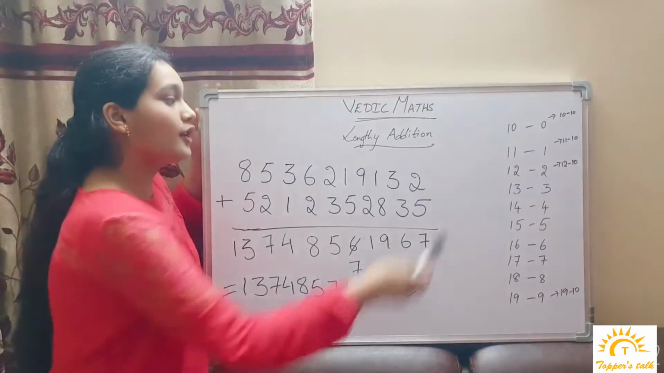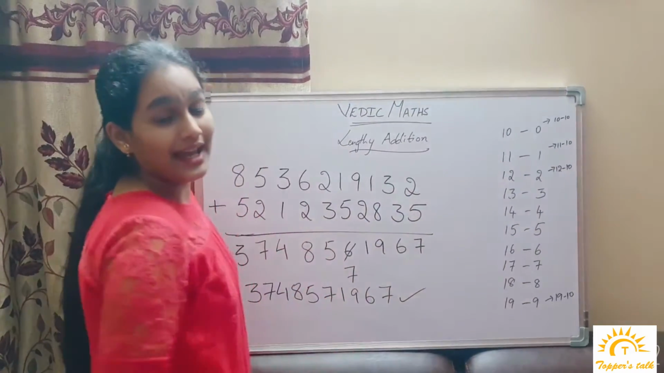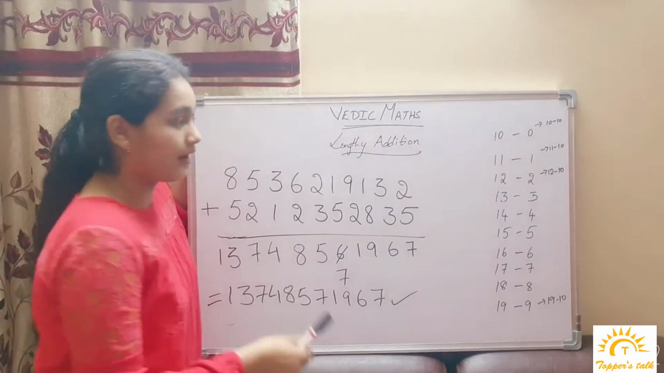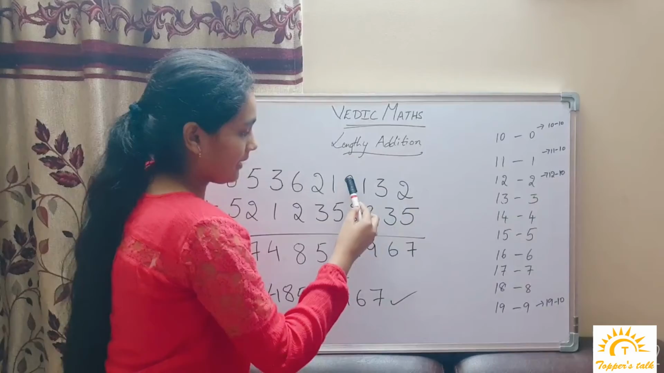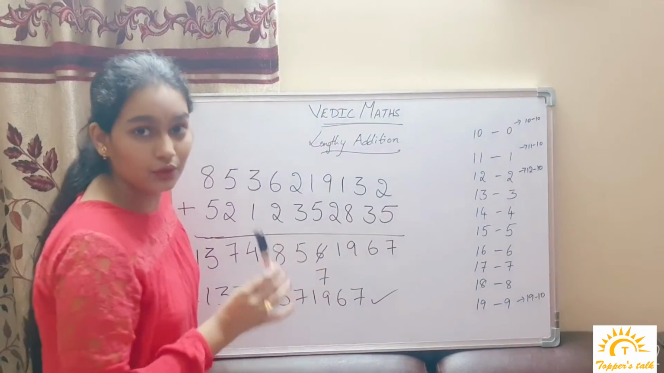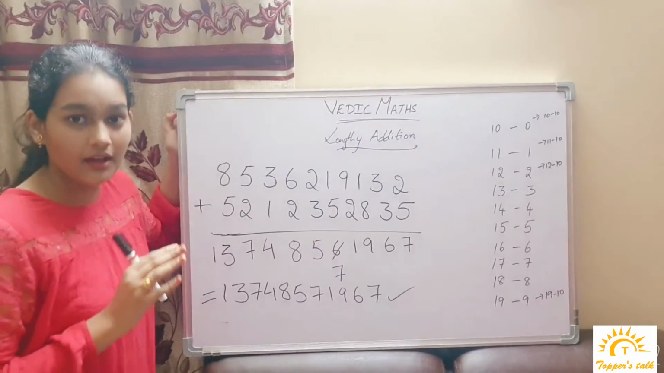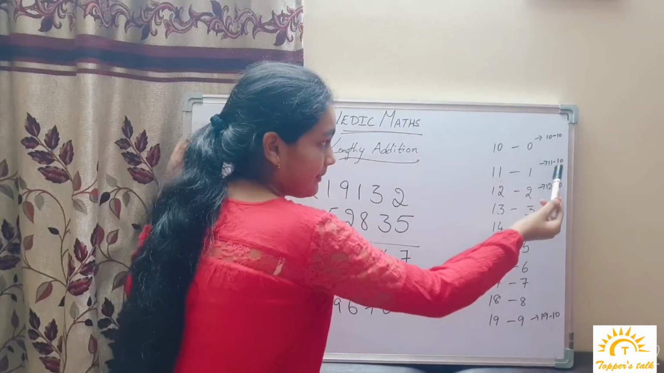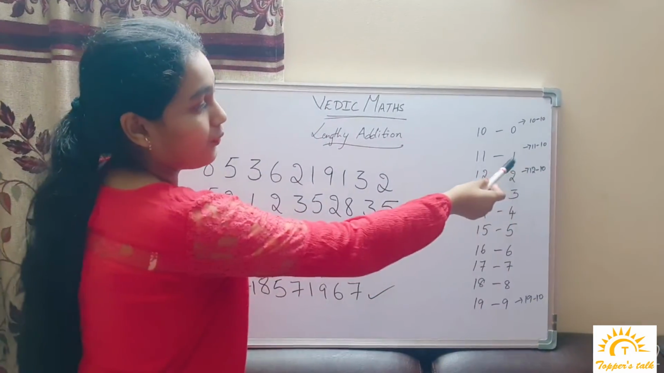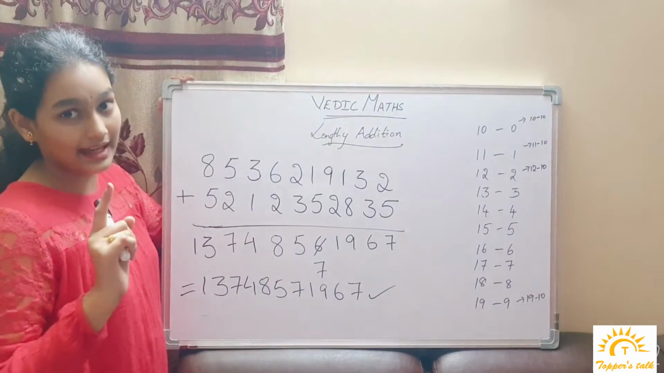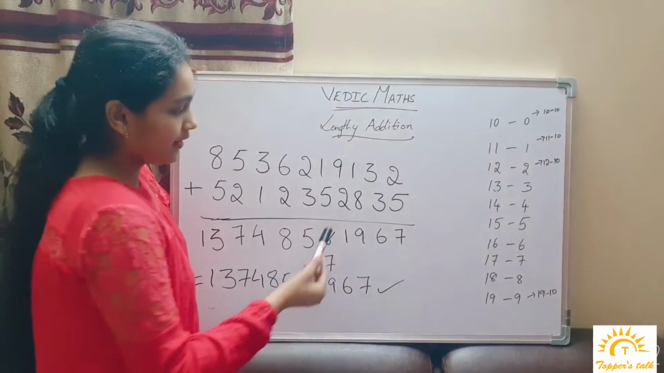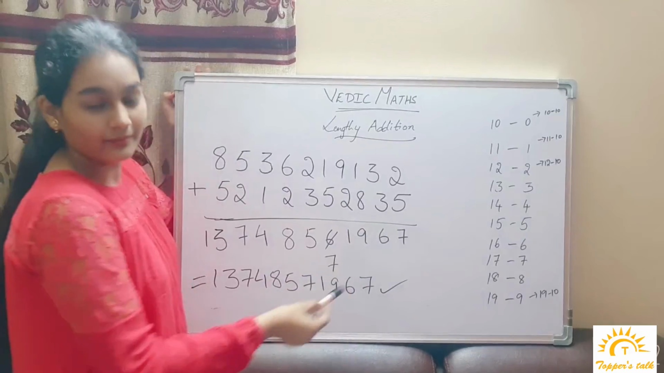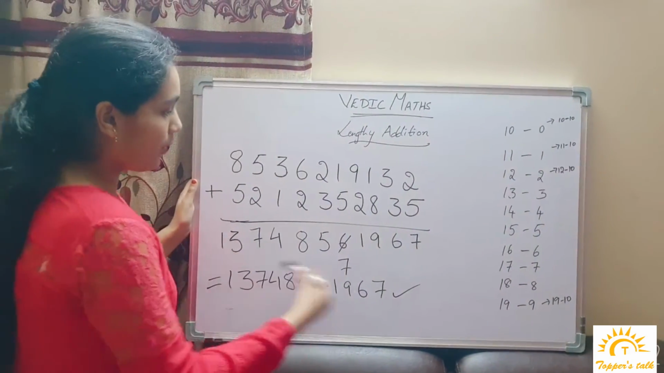Then according to our rule, we have to subtract 10 from the number. 9 plus 2 is 11. So we have to subtract 10 from 11. So 11 minus 10 is 1. We got 1 as the answer. So we have to write that 1 over here. So that's how we got this answer.